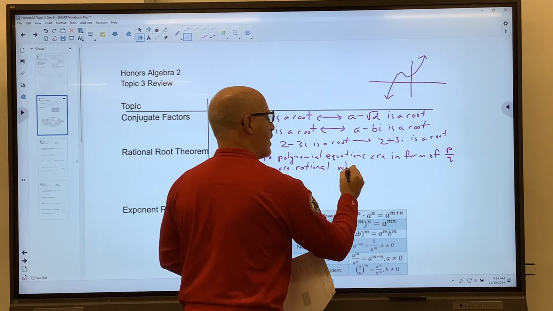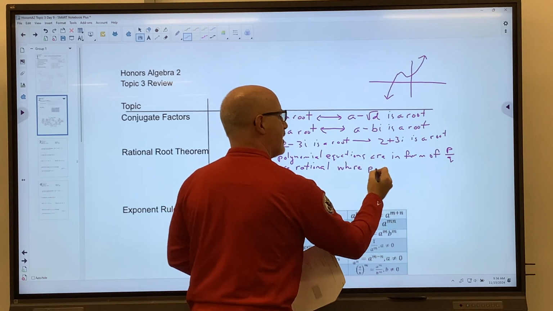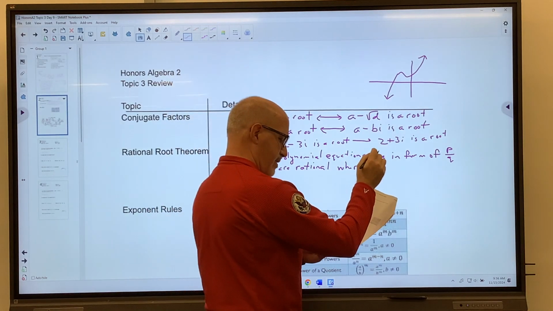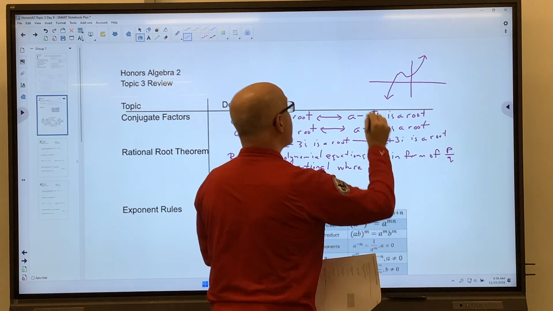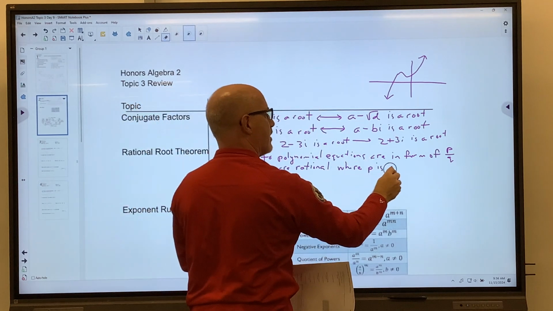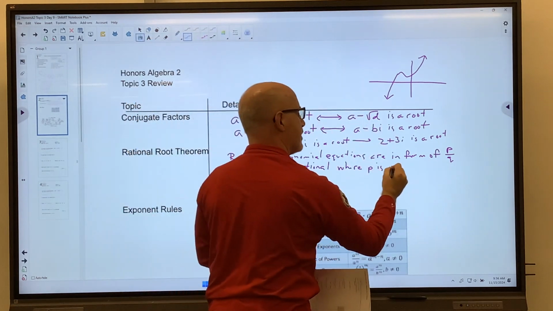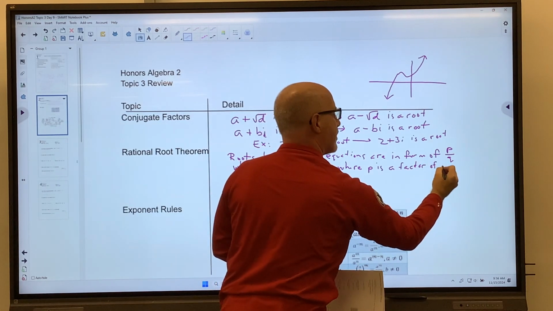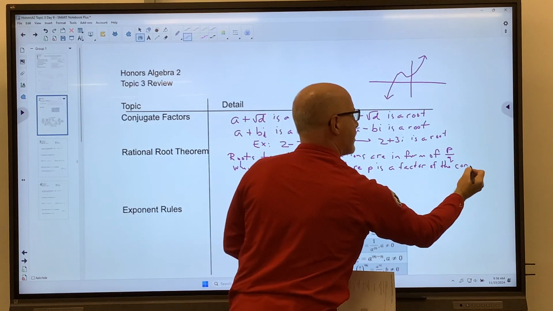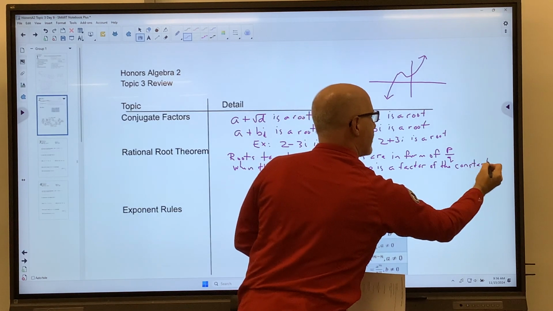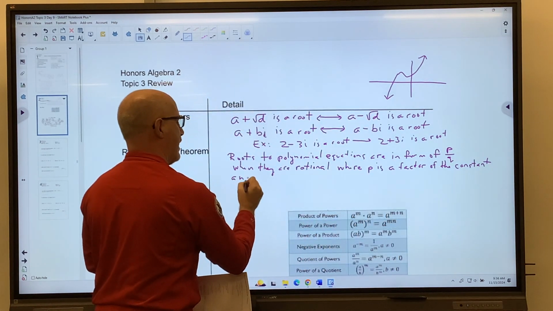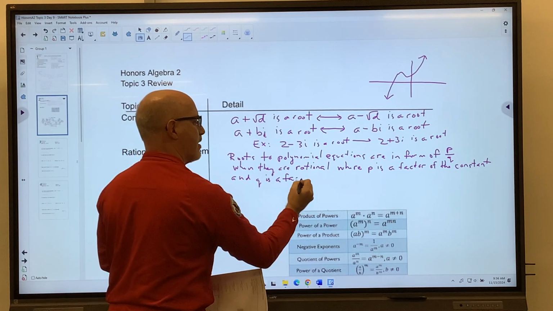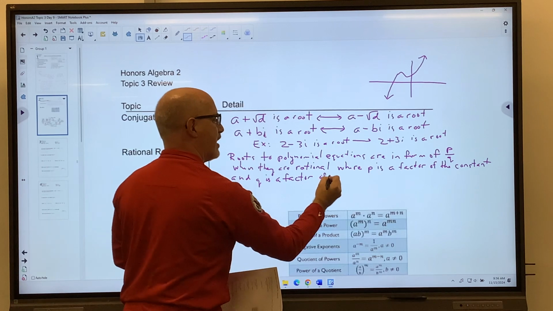Where P is a factor of the constant, and Q is a factor of the leading coefficient.